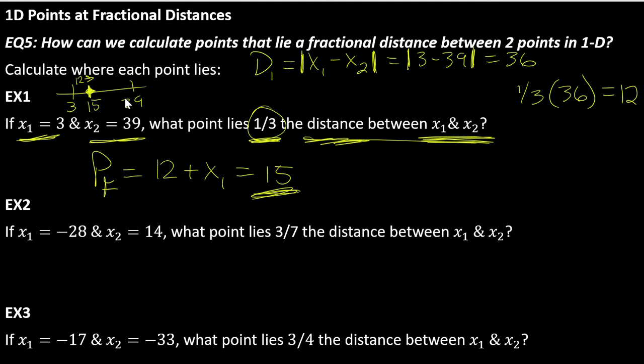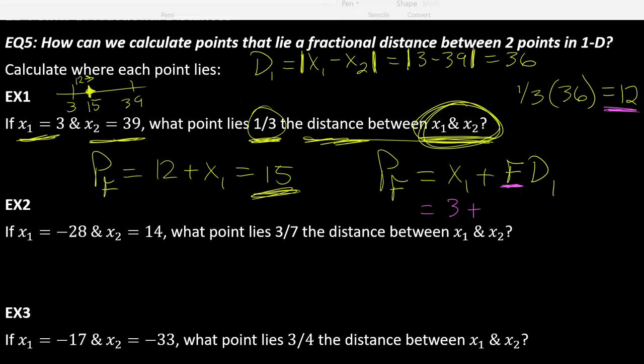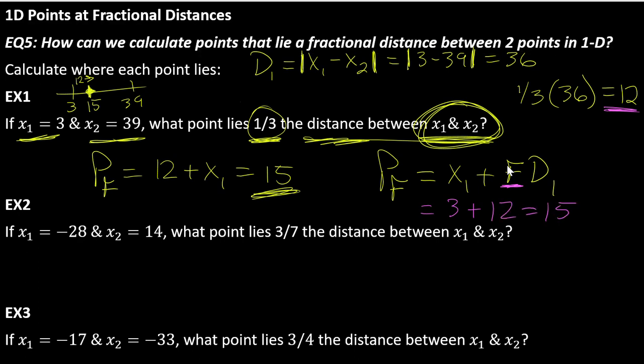Okay, so from this we get a formula, right? And that formula is a point at a fractional distance between 2 points is always going to exist at the point where we're at x1 plus, we'll just call it f for the fraction, times our distance in one dimension. Okay, so let's see if that works. So x1 is 3 plus our fraction, 1/3, times our distance, which is 36, which we already know is 12. So 1/3 of 36 is 12. So 3 plus 12, and some mathematical witchcraft, I get the same thing.